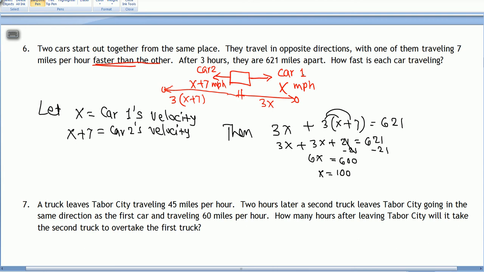So car 1 is driving at 100 miles per hour and car 2 is driving at 100 plus 7, 107 miles per hour. Thus car 1 is driving x, right? So 100 miles per hour, that's the speed, and car 2 is driving 100 plus 7, 107 miles per hour. Okay, let's move to the second question.